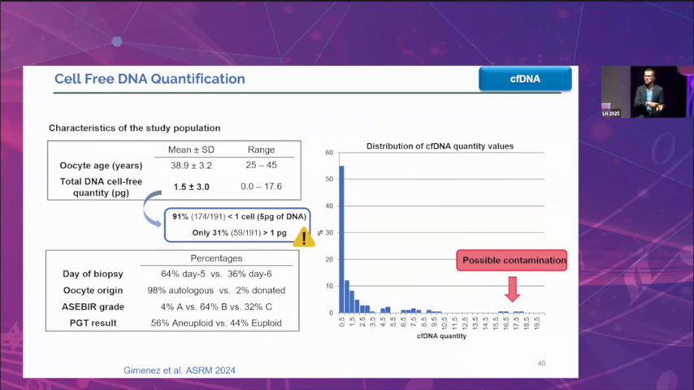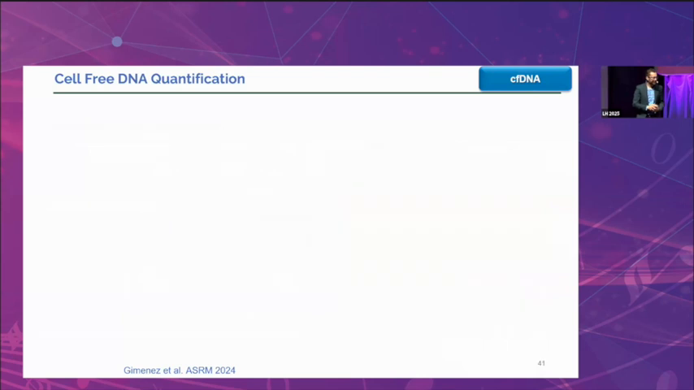So we probably will not be able to cover the whole genome. And only in 30% of the cases, the amount of DNA is more than 1 picogram. So it's a very small amount of DNA. If you take a look at the distribution, in most of the cases the amount of DNA is close to 0. And when we have a lot of DNA, normally it's a possible contamination with granulosa cells.